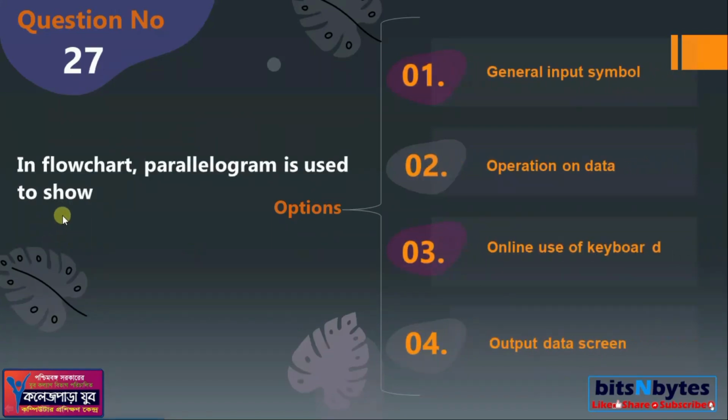Question 27. In a flowchart, parallelogram is used to show: 1. General input symbol, 2. Operation on data, 3. Online use of keyboard, 4. Output data screen. Answer: general input symbol.